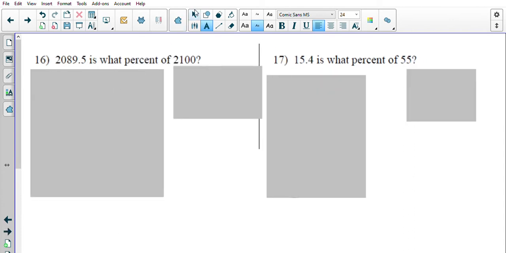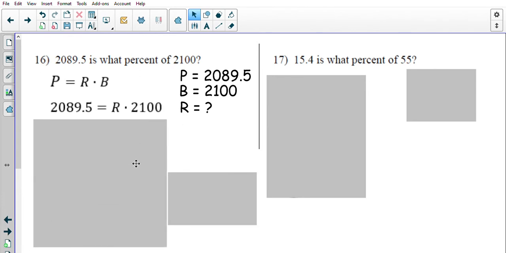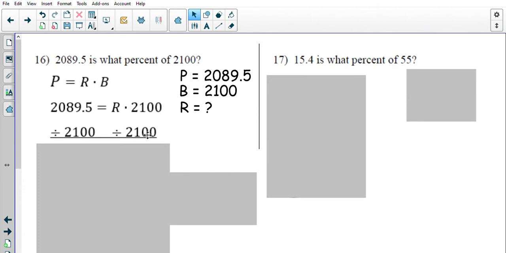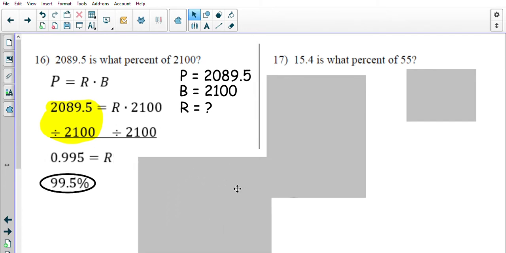Number 16, 2089.5 is what percent of 2100? So for this question, my base is 2100, 2089.5 is the part, and R is my unknown. So for P equals R times B, we have 2089.5 equals R times 2100. We'll divide both sides by 2100. Again, we have to solve this. So what you're plugging into your calculator is 2089.5 divided by 2100. That will get us 0.995. As a percent, that is 99.5%.